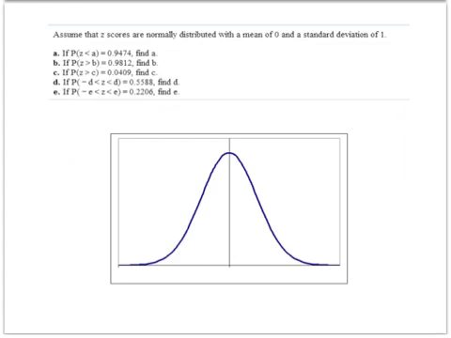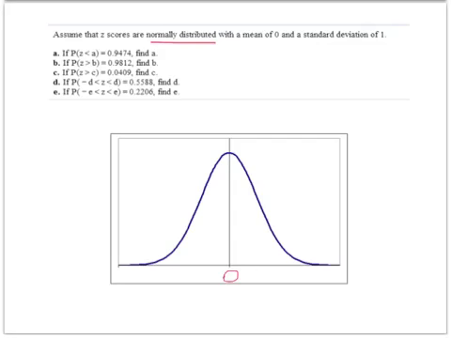So let's look at question number 9 in assignment 4. It says, assume that z-scores are normally distributed. As soon as you see that, you draw a picture. What do I mean by drawing a picture? Draw a bell-shaped curve. Put a line right down the middle and put a 0 right there for your mean. Okay, a mean of 0 and a standard deviation of 1.